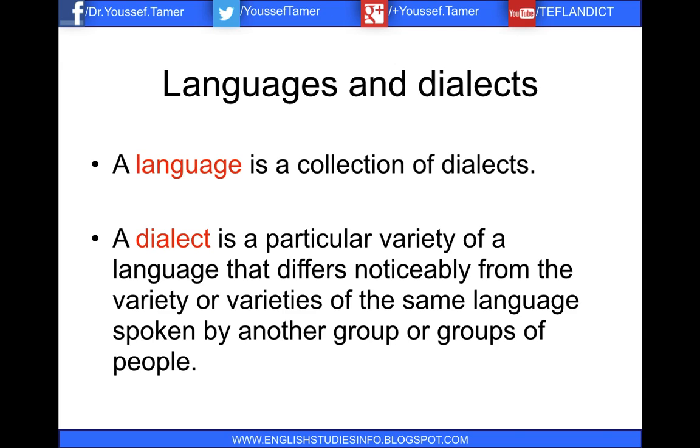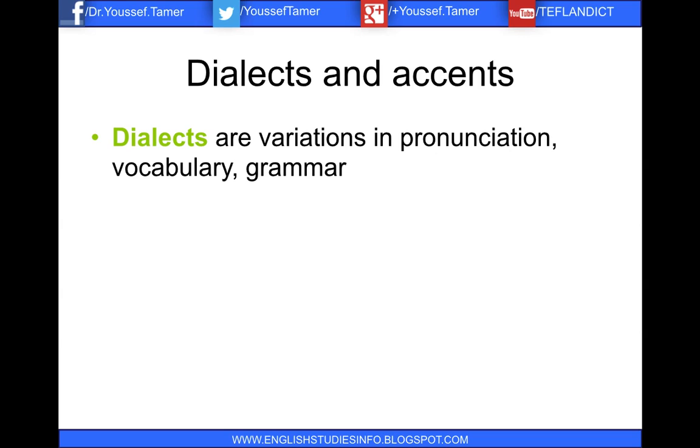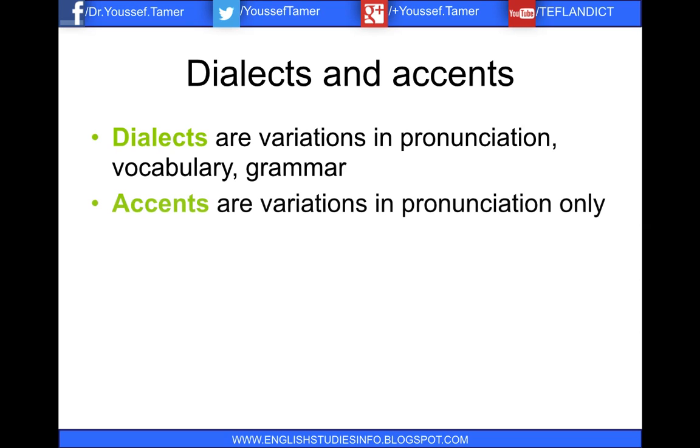I think it will be long if we go into dialects and accents now. So dialects are variations in pronunciation, vocabulary, and grammar. Accents are variations in pronunciation only. When you talk about different dialects, you have various differences in all linguistic levels, in semantics, in phonology, in syntax, in morphology. But when you talk about accents, you have only phonetic, phonological variation, mainly related to pronunciation. When you talk about accents, you are talking about mainly pronunciation. You can have different accents.